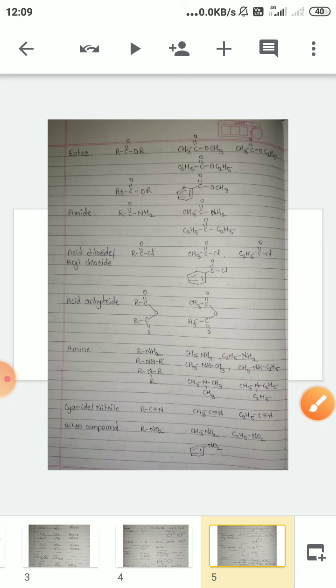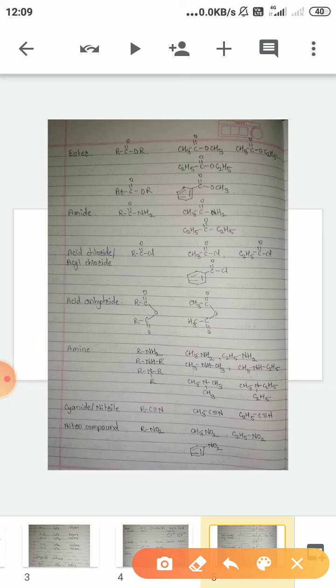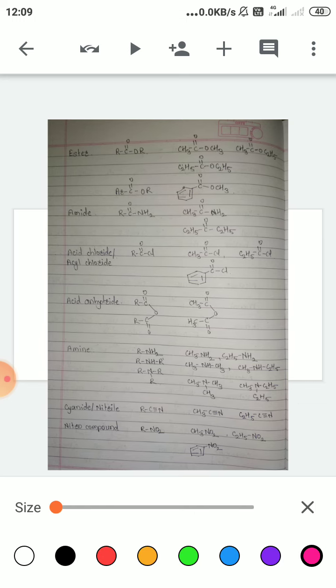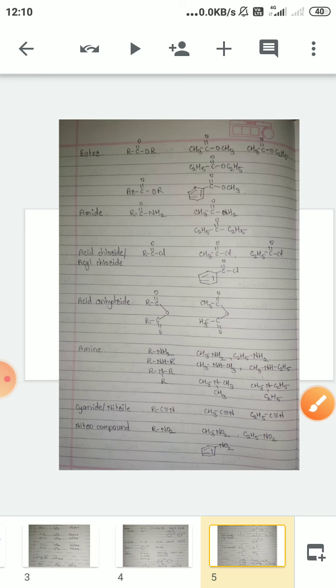Next functional group is acid anhydrides. It contains the C double bond O, O, C double bond O group, and these are called acid anhydrides. For example, acetic anhydride, and the formula is CH3 C double bond O, O, C double bond O CH3. Now the next functional group is amines.